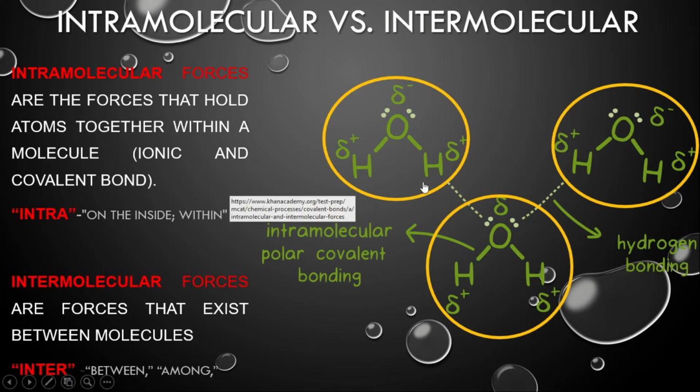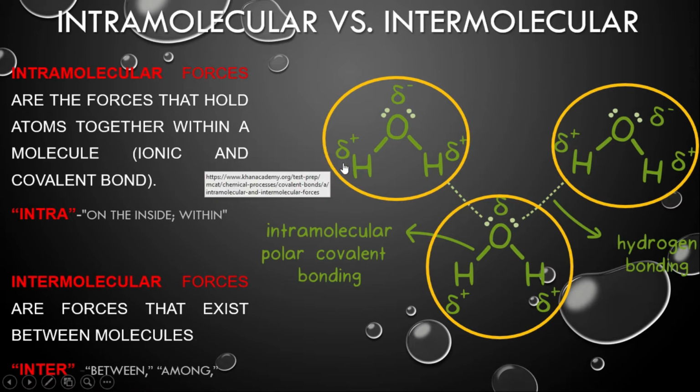Mapapansin nyo dito na merong mga symbol ng delta, small letter na delta with a charge of positive or negative. Yung symbol na delta, yung small letter na delta, ibig sabihin niyan ay partial. So, it could have a partial positive or a partial negative charge. Pag-aaralan natin uli kung paano nagkaroon ng partial positive or partial negative, although we have already discussed this when we tackled covalent bonding last semester.